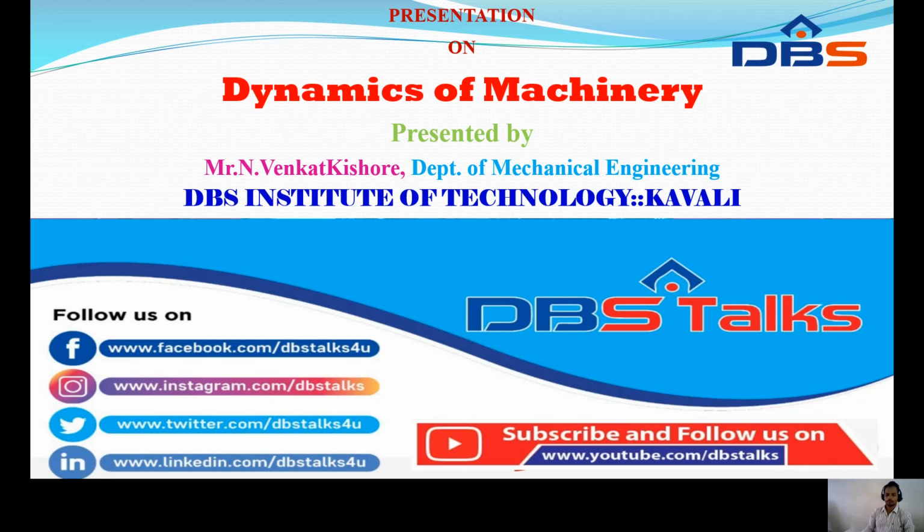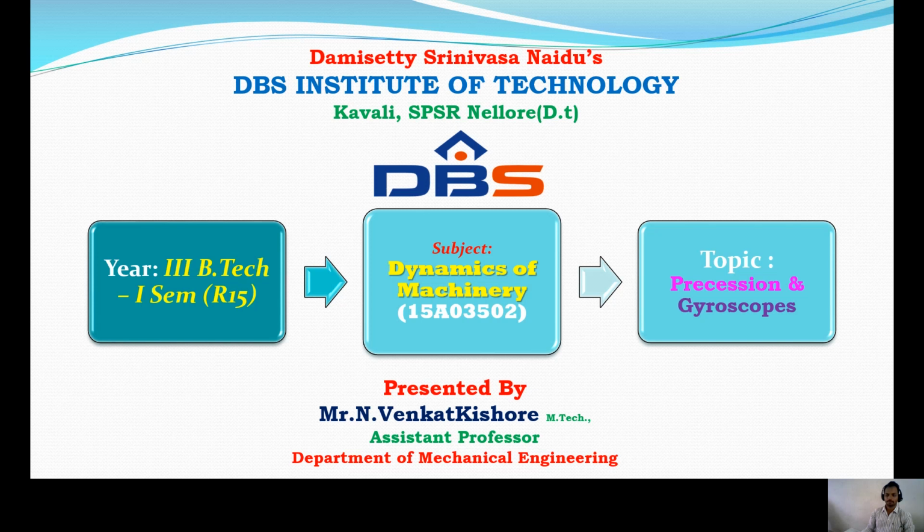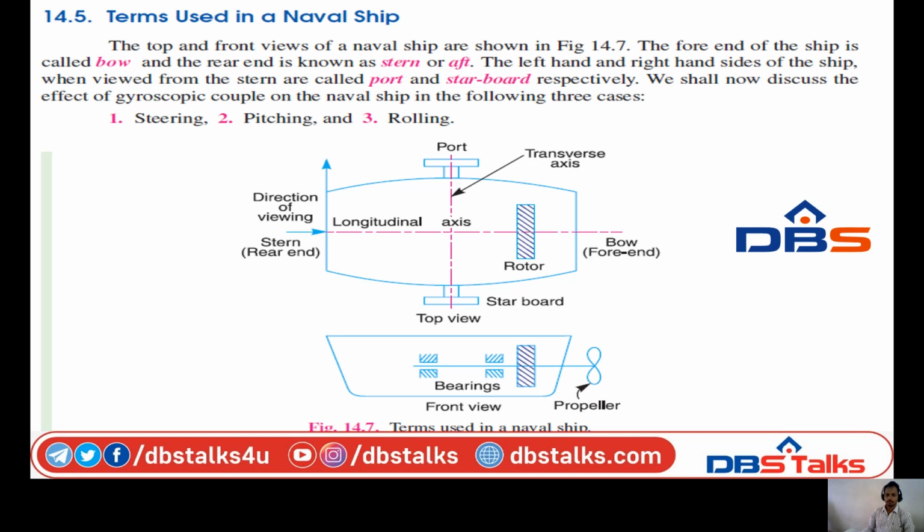Good morning, students. Today we are continuing with precession and gyroscopic couples on a naval ship. Firstly, we have to find out the gyroscopic couple on the aeroplane. In the next part, we are going to solve problems and look at the main gyroscopic couples acting on the naval ship.